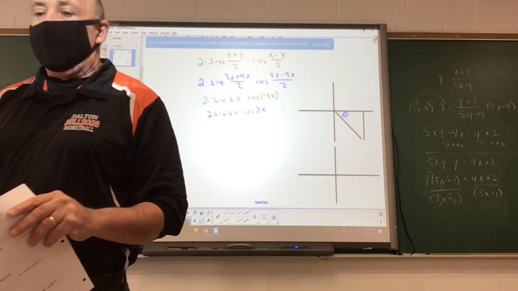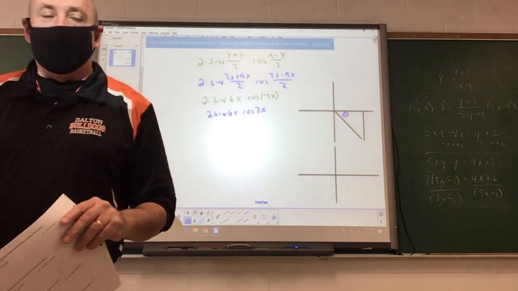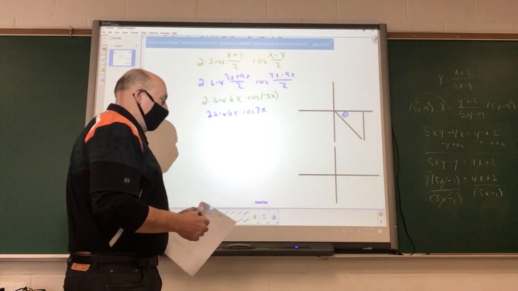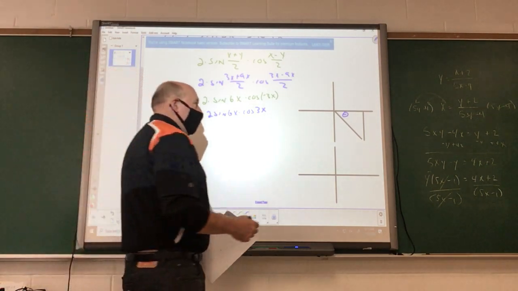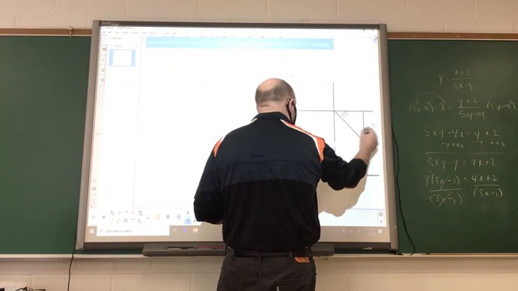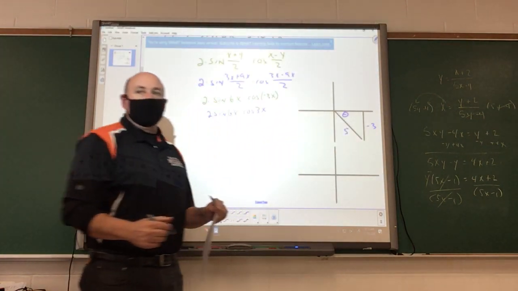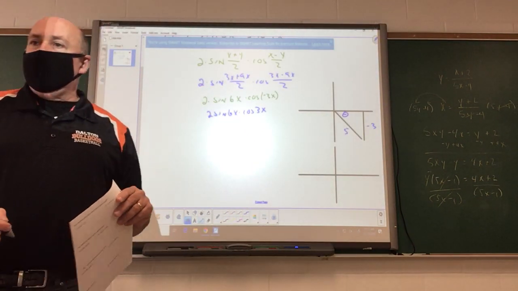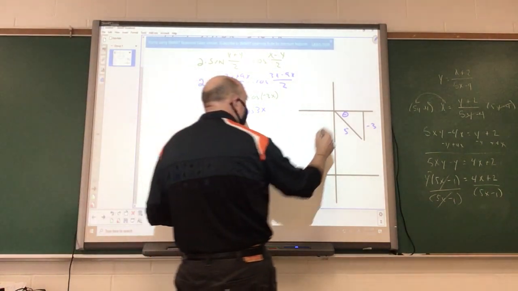So get your values down there. Where's negative 3? Where's 5? Negative 3 should be opposite. 5 should be hypotenuse, which gives us what for the adjacent side? 4.